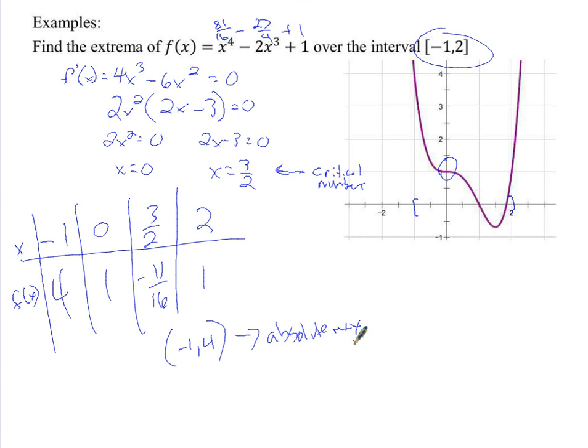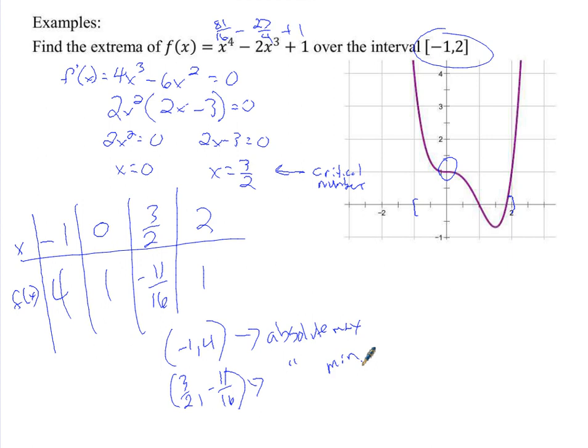It's absolute because over the interval that we're looking at, we calculated all of the critical numbers. We included the closed interval. If it was an open interval, we wouldn't. But we included the closed interval, and this is the biggest number we got. So that makes it an absolute max. Absolute min would be at 3 halves, comma, negative 11 sixteenths. If they were asking for absolute max or min, that would be those.